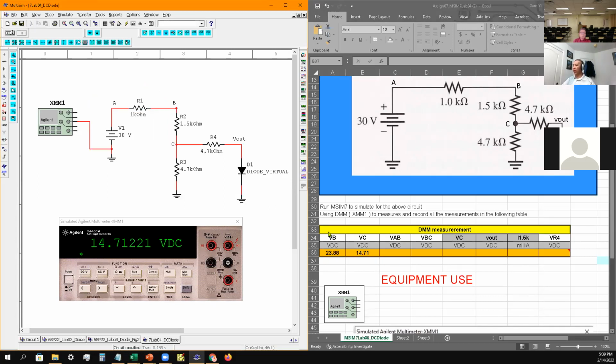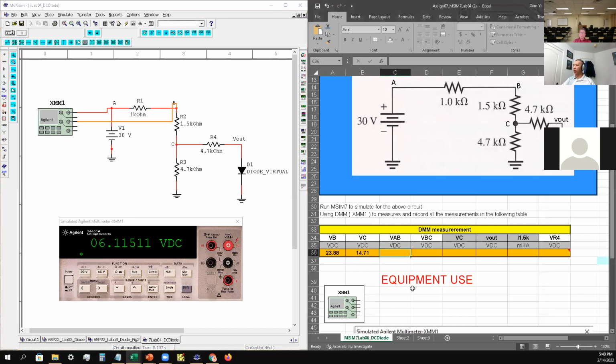Next thing, VAB. So VA would be at point A, and then the low side would be at point B. So that's the same thing as VR1. Therefore, that seems similar to VR1. So we can turn on the simulation. That comes to 6.11.